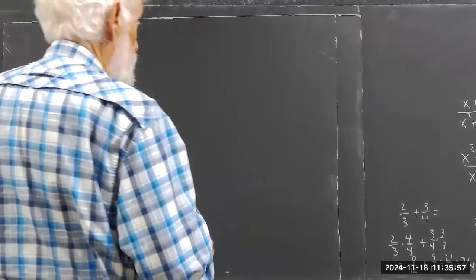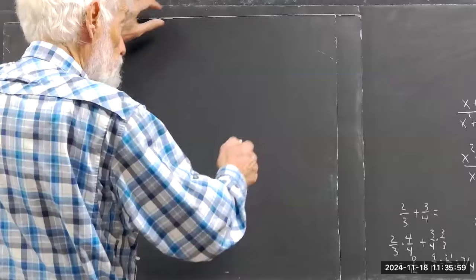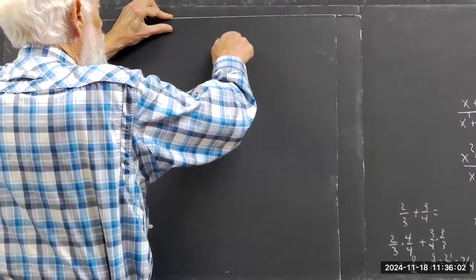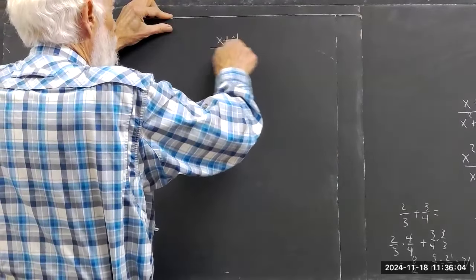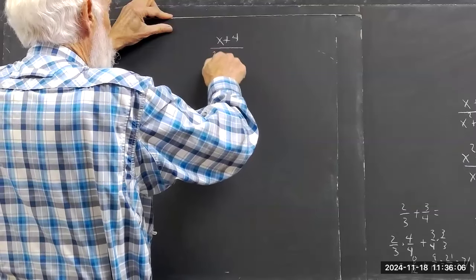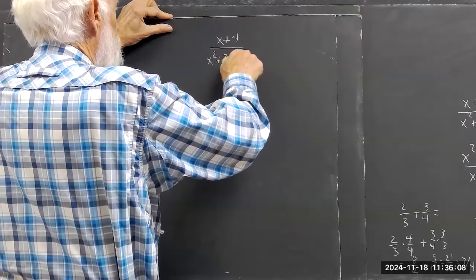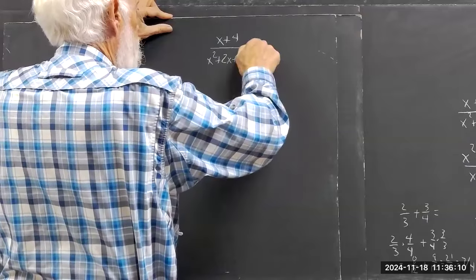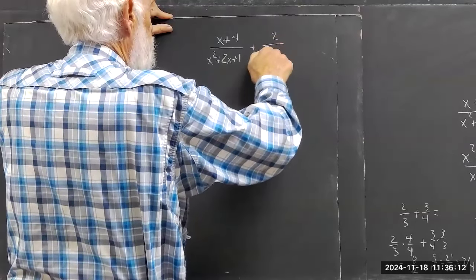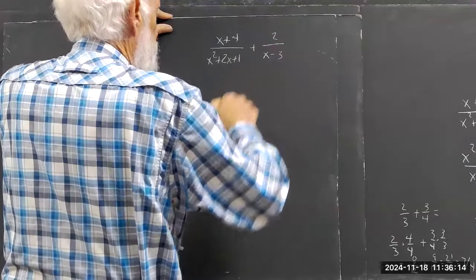Okay, so we want to add some fractions, or some rational expressions. We've got x plus 4 over x squared plus 2x plus 1, plus 2 over x minus 3.